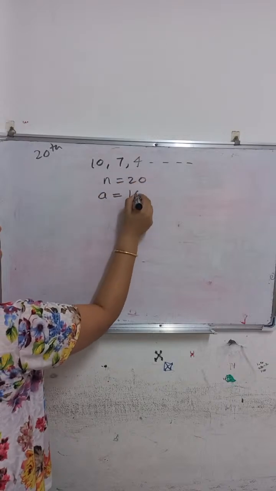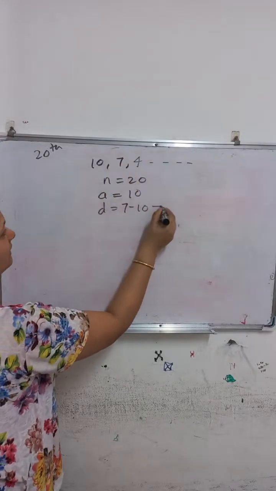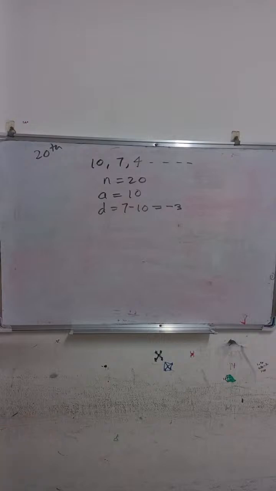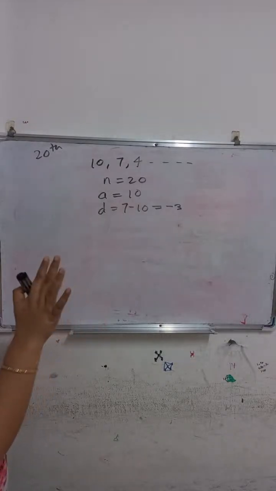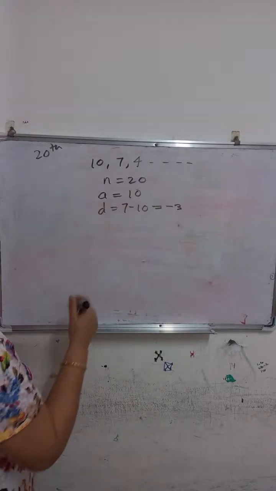A, the first term, is 10. Common difference is what? 7 minus 10, that is nothing but minus 3. Okay, don't make a mistake here. Plus 3 if you are writing, the entire answer goes wrong. 7 minus 10 is nothing but minus 3.